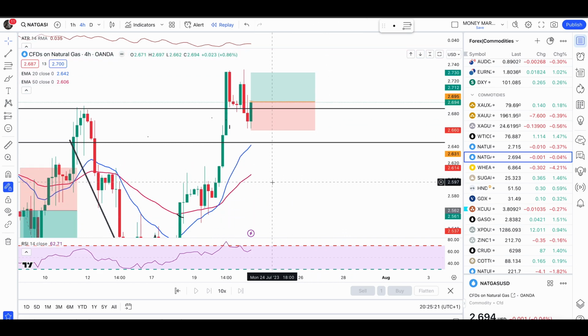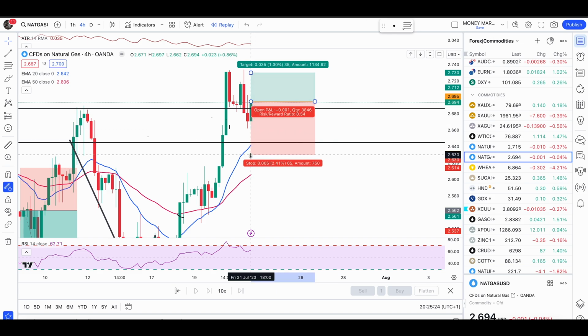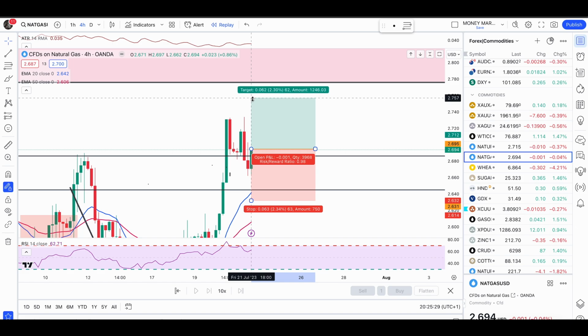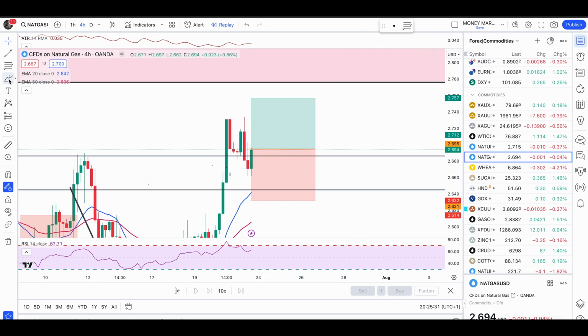But if you want to be extra cautious, you can always keep your stop loss below 20 EMA and below this zone, and then go 1-to-1 risk to reward ratio, or you can just keep 1 ATR target and then manage it to the second target. So that is how I will enter my trade.